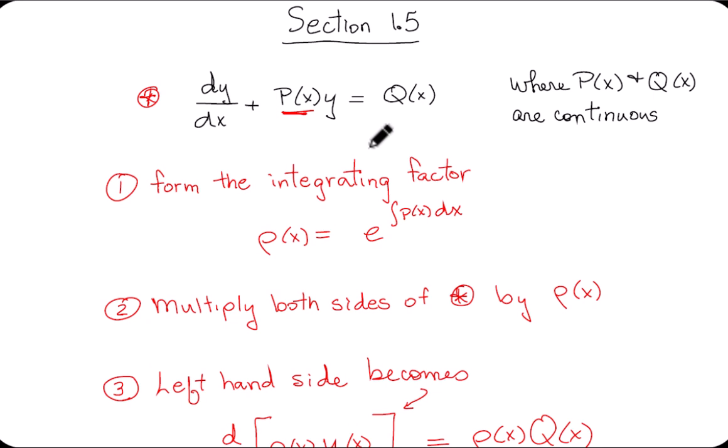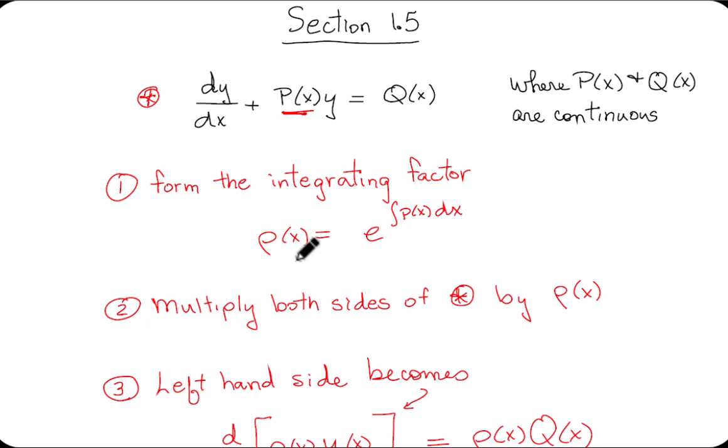Problems of this kind are solved by using what's called an integrating factor. This integrating factor is rho of x equals e raised to the integral of p of x dx. What is this p of x? That's the function sitting in front of the y in this format. So you might say, this is a strange thing. Why are you using this kind of a thing?